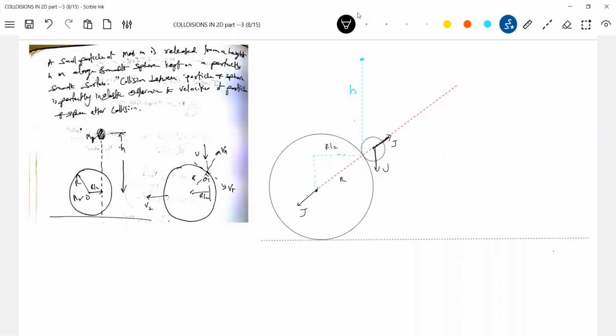And we know this is R. So from that we'll define theta. So what is theta? Sin theta equals R by 2 by R. Theta equal to 30 degrees. So now we know this angle.